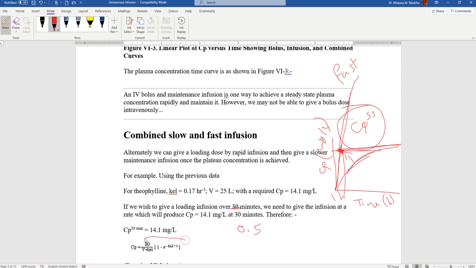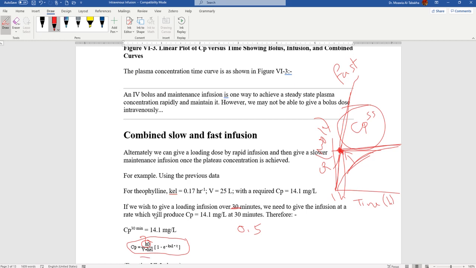You will use the equation during IV infusion, because look, this point is happening during the fast infusion. Right or not? So during the infusion, this is the equation we have, Cp equals K0. Now K0, I'm not going to write 60 because I want to know the fast infusion that will allow me to reach it in half an hour. Okay, so what is this? So the unknown is here, okay? This is the unknown.